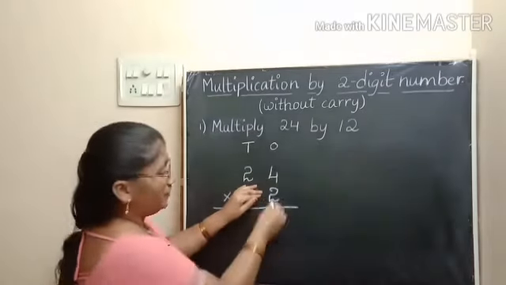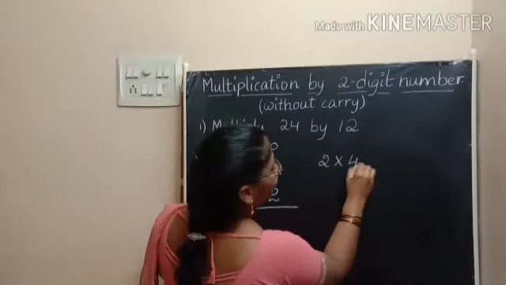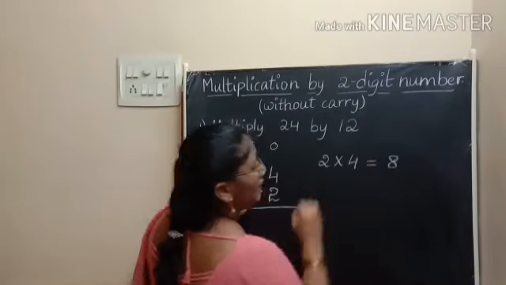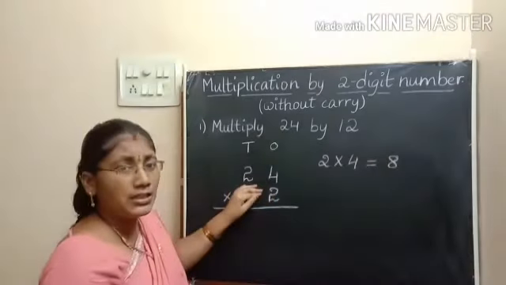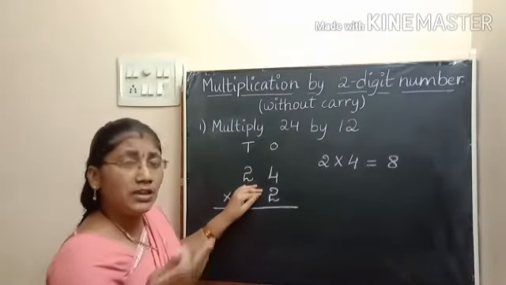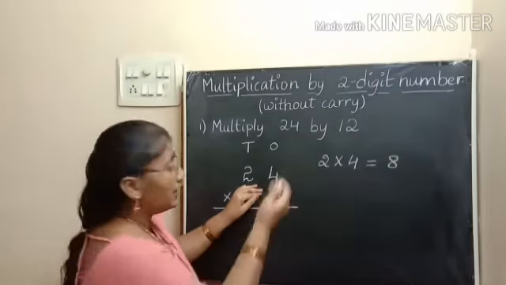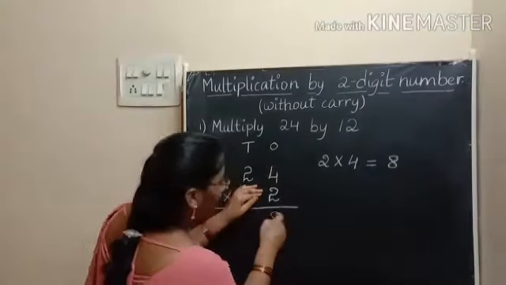Do it. 2 into 4. How much is it? 2 into 4 is equal to 8. We get only a single digit number as a result, so there is no need to pass any carry. We can write 8 directly here.